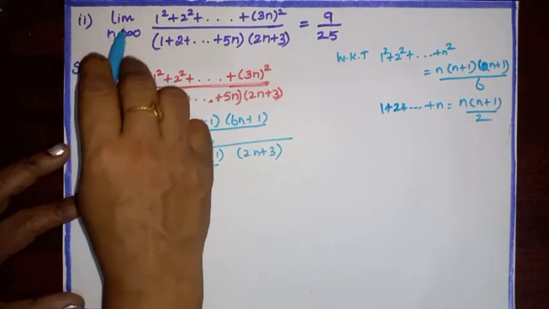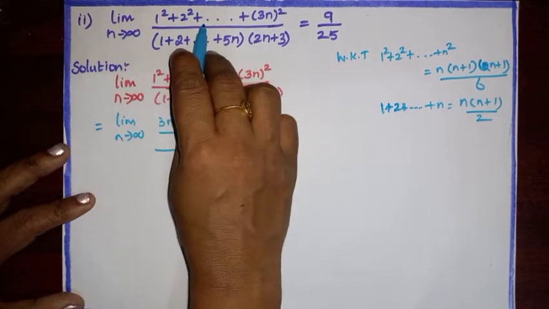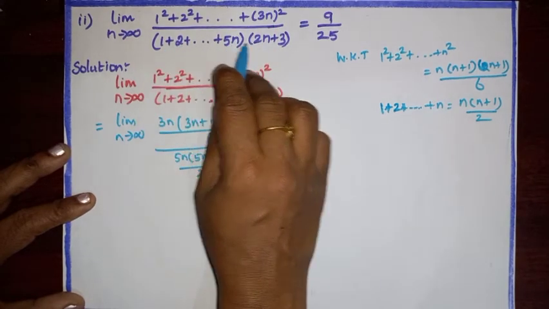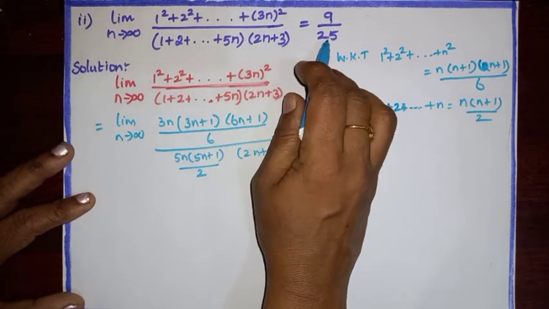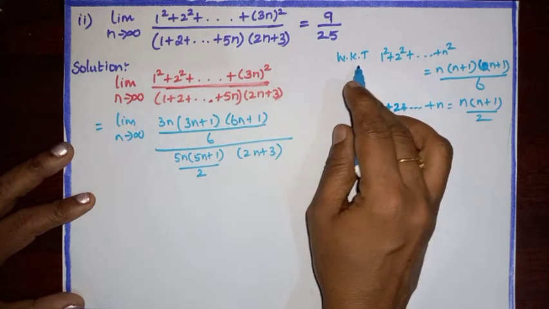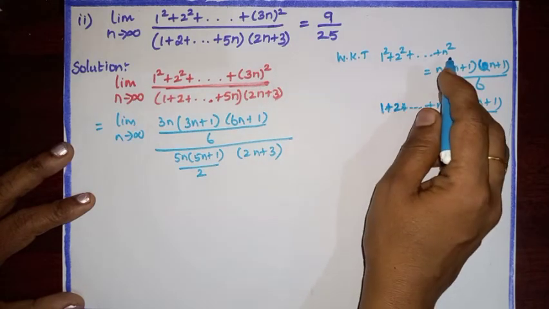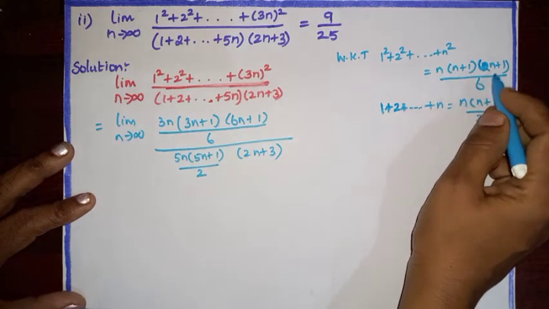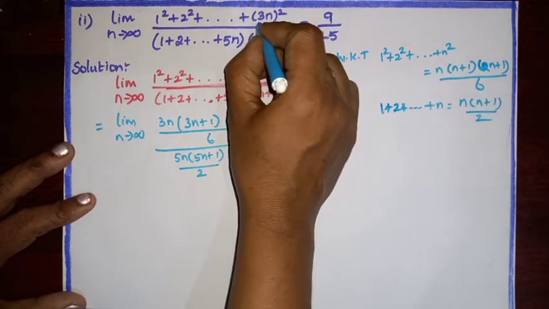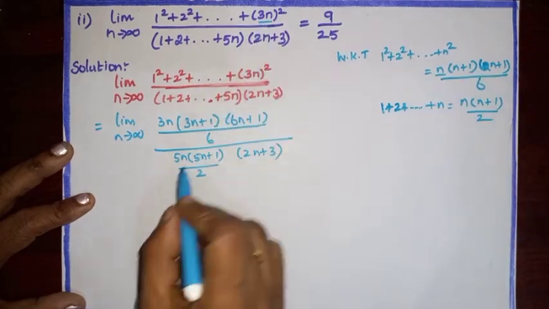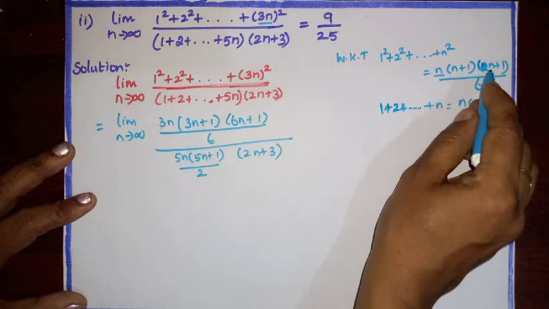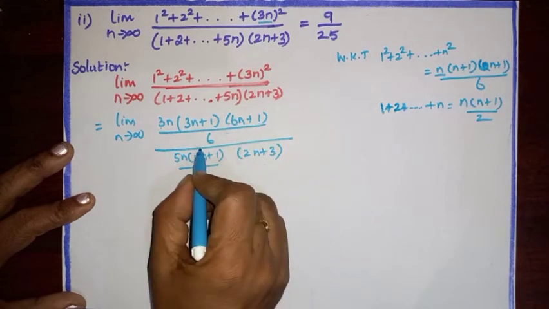Second subdivision, limit n tends to infinity, (1^2 plus 2^2 plus dot dot plus (3n)^2) by (1 plus 2 plus dot dot plus 5n) into (2n plus 3), which is equal to 9 by 25. We know that 1^2 plus 2^2 plus dot dot n^2, the sum of squares of natural numbers, is equal to n into (n plus 1) into (2n plus 1) by 6. In the place of n, we have 3n. So, 3n into (3n plus 1) into (2 into 3n is 6n plus 1) by 6.